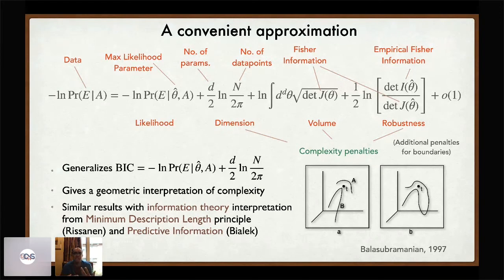So all of this gives a very clear geometric interpretation of complexity. And although I didn't derive it that way here, you get very similar results with an information theory interpretation, from using the minimum description length principle of Jorma Rissanen, or the predictive information approaches of Bill Bialek. So all of these produce, in addition to the log likelihood and the penalty for the dimension of the parameter space, these additional penalties for model volume, for robustness, and for boundaries in the model space that have been ignored so far in most work.